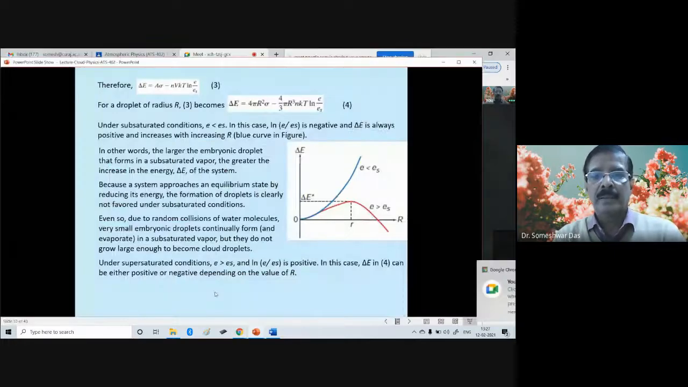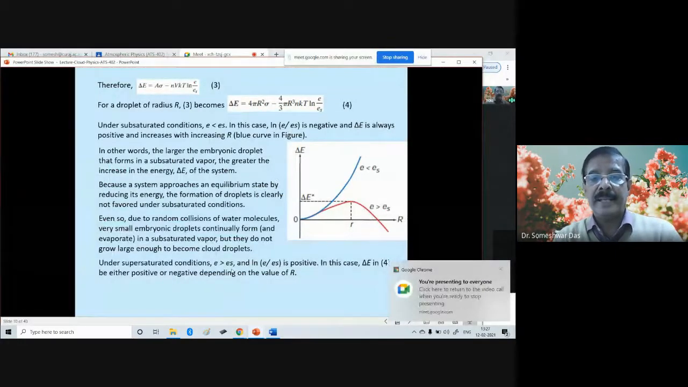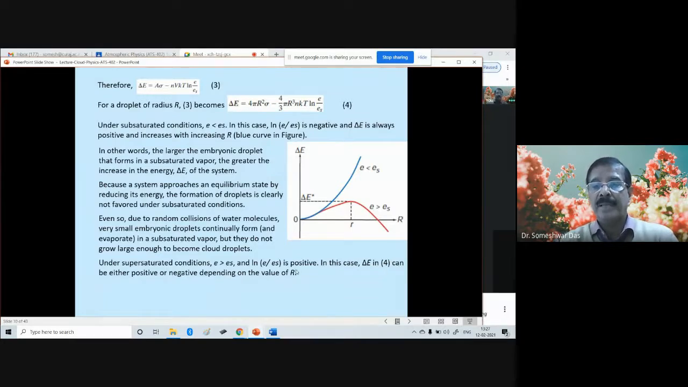Okay, so when E is greater than ES, the log of E by ES is positive, and in this case the delta E in this equation can be either positive or negative. In the first case, when log of E by ES is negative, when E is much smaller than ES, then this delta E is always positive, right? And so this will increase.